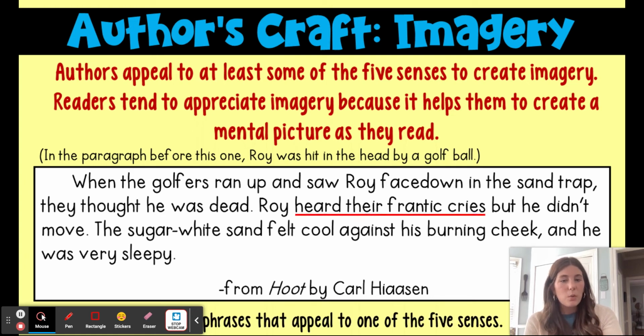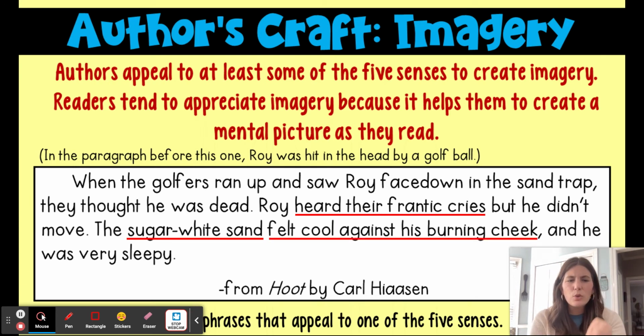First things first, we can see that it says Roy heard their frantic cries, meaning if we're reading this, we can imagine if we are Roy, then we would be able to hear cries from other people, so people speaking out. We see that sugar white sand. Sugar is something we know tastes really good, and also we know what it looks like. It's a very white, grainy texture. So that's how they're describing the sand. Now we can really get that image in our mind of what the sand looks like that Roy is seeing.